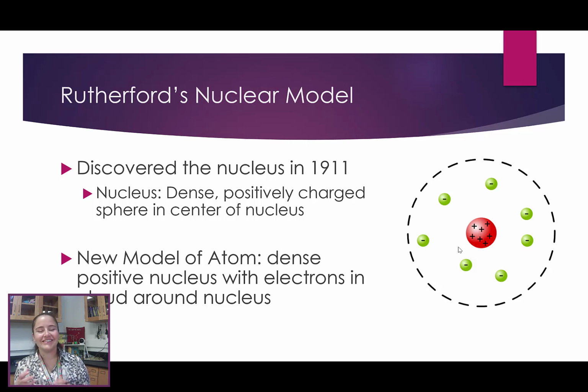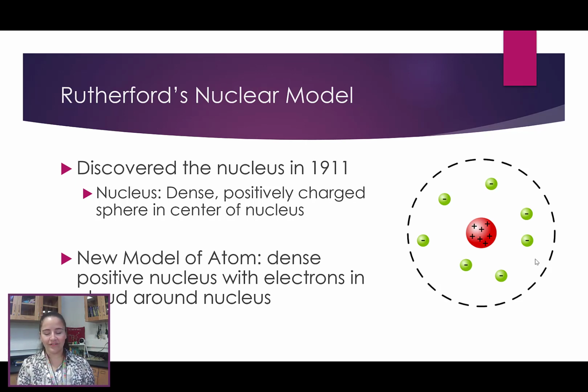Ernest Rutherford discovered the nucleus in 1911. And in his new model of the atom, we had a dense positively charged sphere in the center of the atom, the nucleus. And the electrons were still just around that positive nucleus.